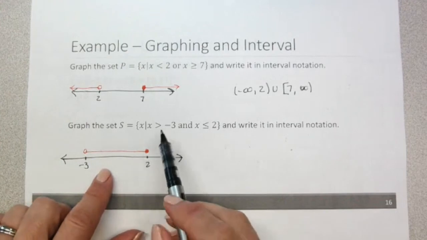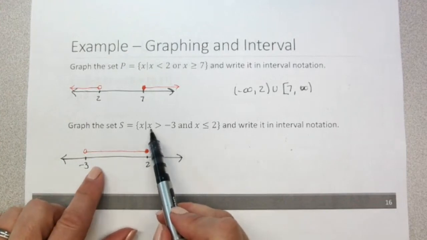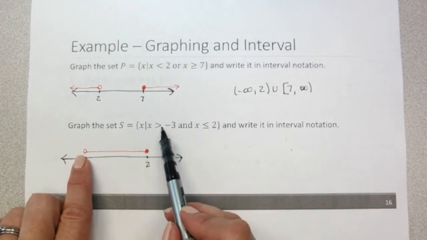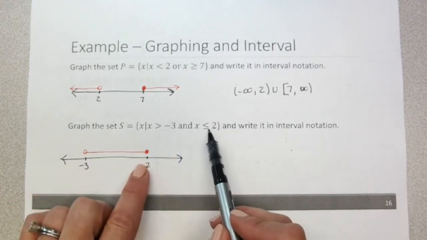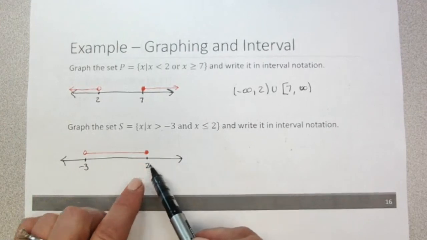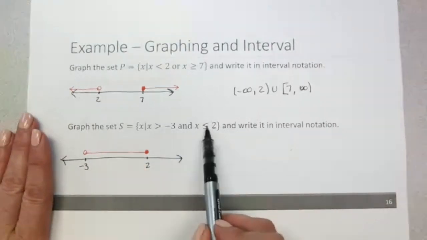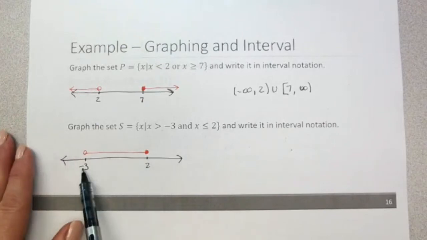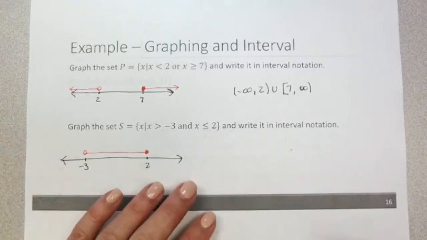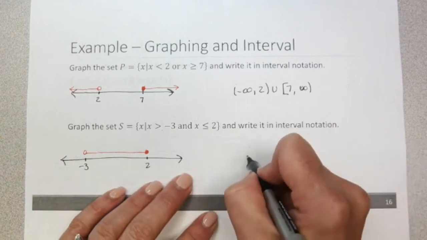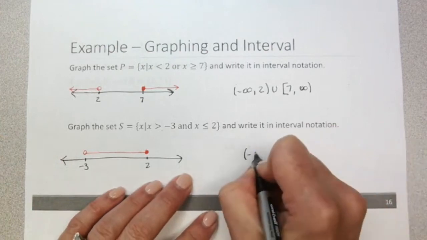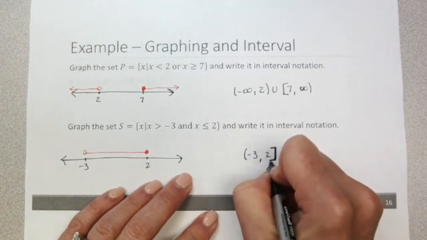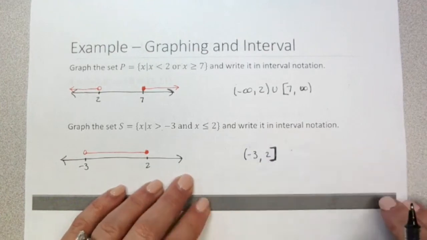Here's my graph. I want values for x that are greater than negative 3, but open at negative 3. It's not or equal to. And also the values need to be less than or equal to 2. Okay? So even though there's 2 inequalities, it ends up being just one interval. All these values between negative 3 and 2 closed by the 2. In interval notation, that's going to be negative 3 to 2, with a bracket by the 2 to indicate that the interval is closed at that end.